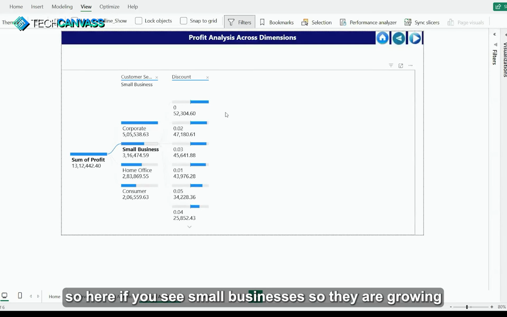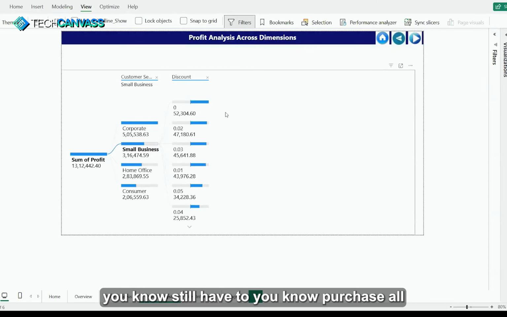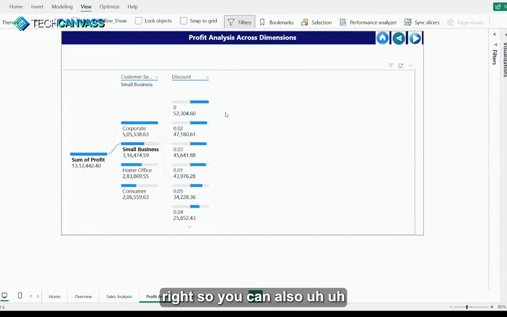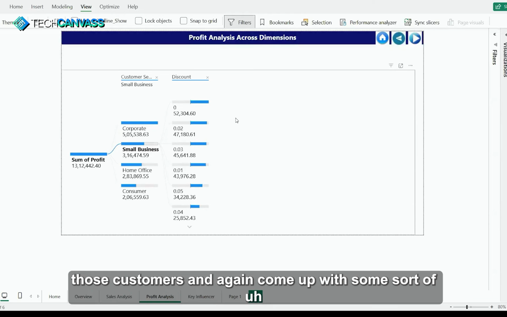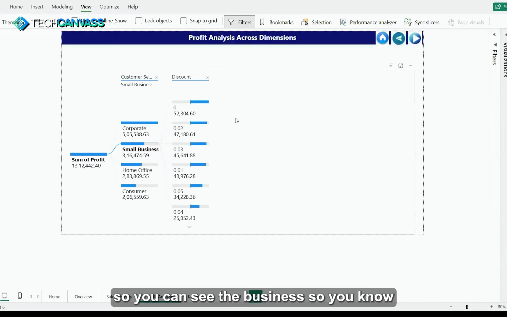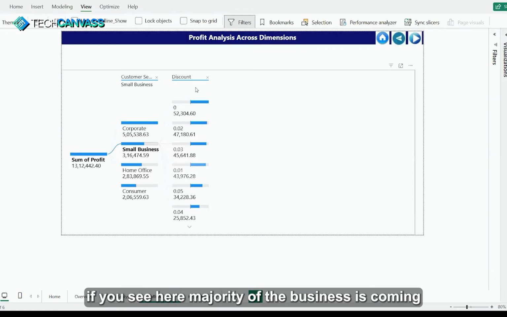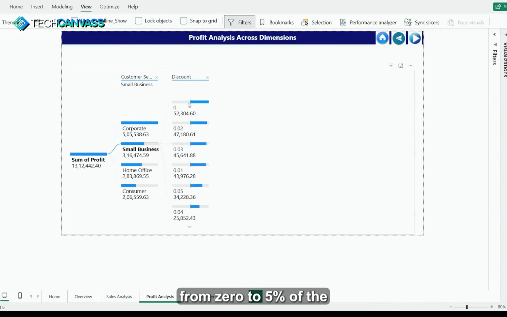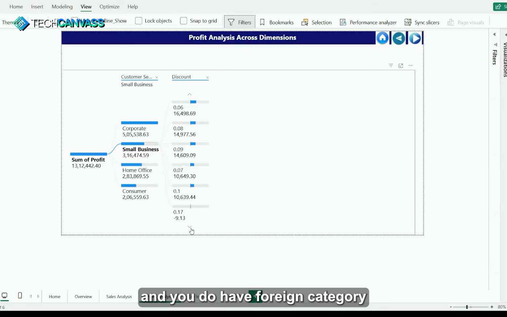So here if you see small businesses, they are growing, they need to set up the environment and all that. So they will still have to purchase all the technologies or licenses, hardware from you, or maybe office supplies from you, right? So you can also take those customers and again come up with some sort of business. If you see here, the majority of the business is coming from 0 to 5% of the discount rates. And you do have some in another category, but that's very little.